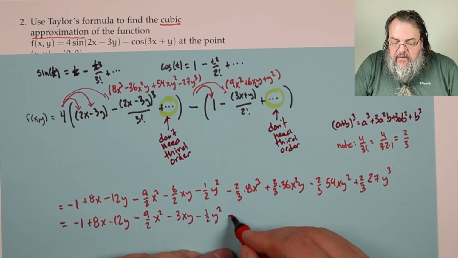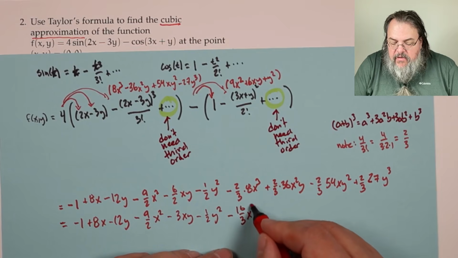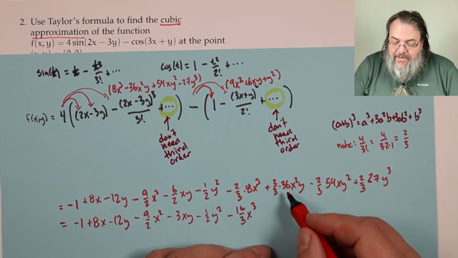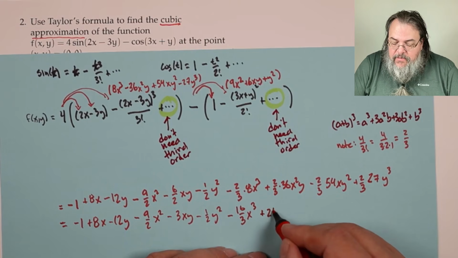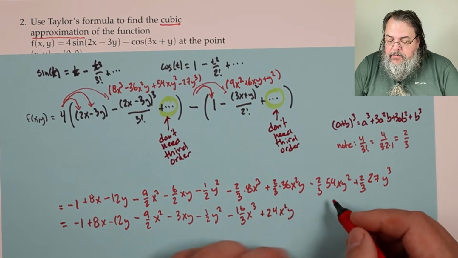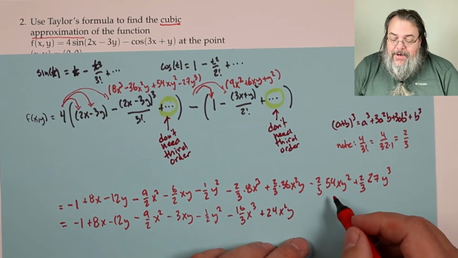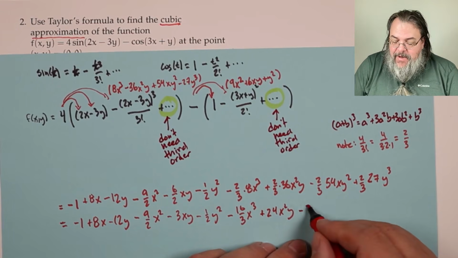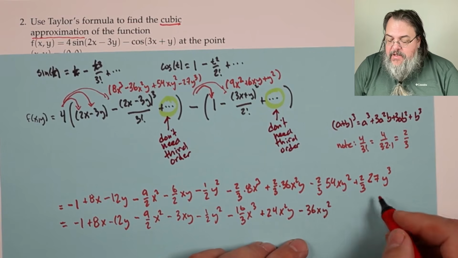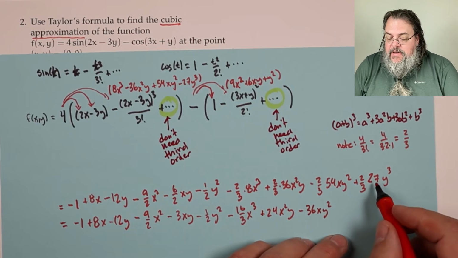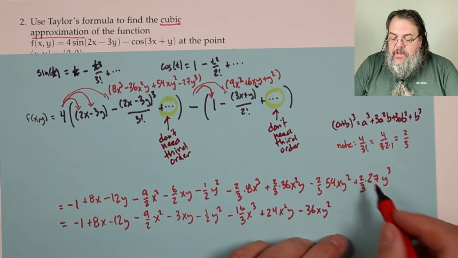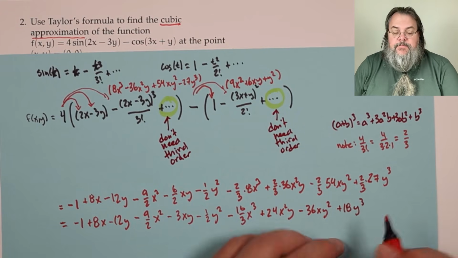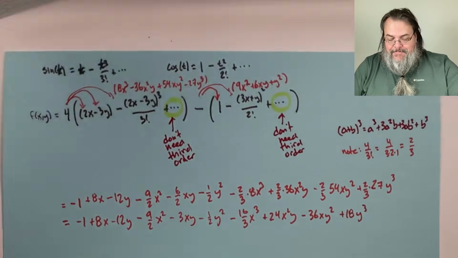2/3 times 8 is 16/3 x cubed. 2/3 into 36. Well, 3 goes into 36. And so that gives us 24 x squared y. 3 goes into 54. That's 3 times 18 is 54. So that's minus 36 xy squared. 3 goes into 27. That's 9 times 2 makes 18. So 18y cubed. Let's compare.